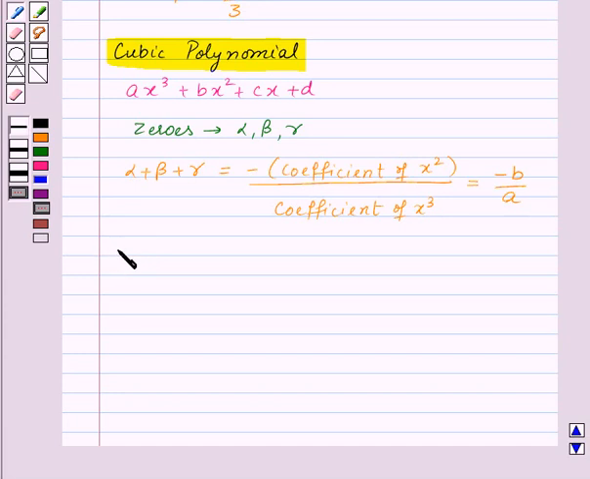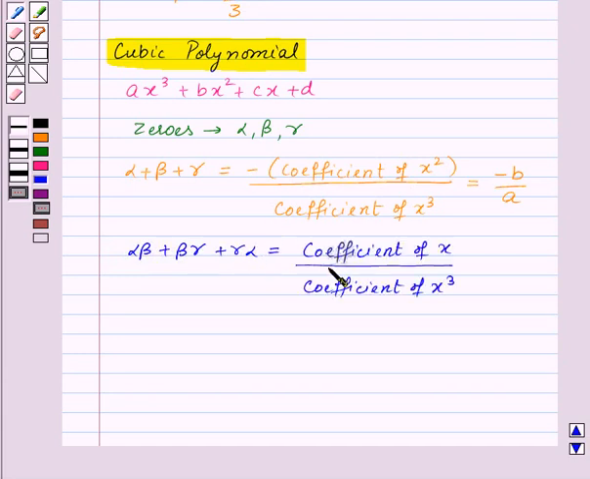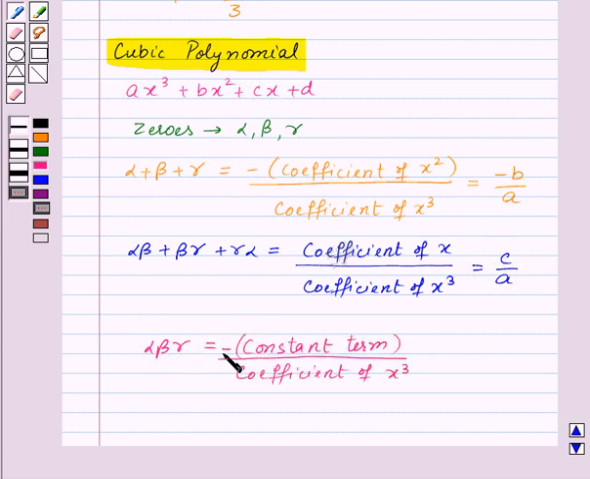And the sum of the product of zeros taken two at a time, that is alpha beta plus beta gamma plus gamma alpha, will be equal to coefficient of x upon coefficient of x cube, that is c upon a. Lastly, the product of zeros, that is alpha beta gamma, will be equal to minus of constant term upon coefficient of x cube, which will be equal to minus d upon a.